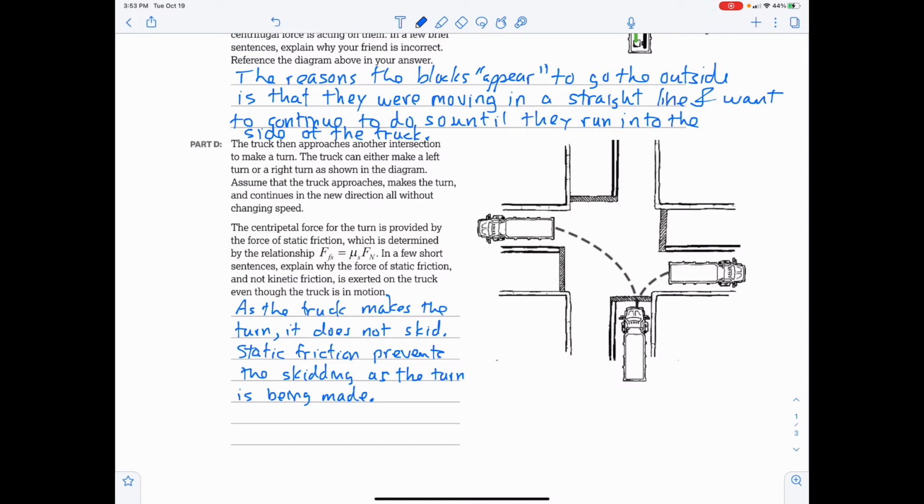If the car were skidding or sliding in any way, then it would be kinetic friction. But the fact that the car does not skid or slide as it makes the turn means that static friction is the reason why it is able to make the turn.